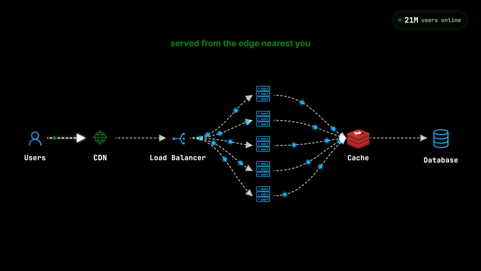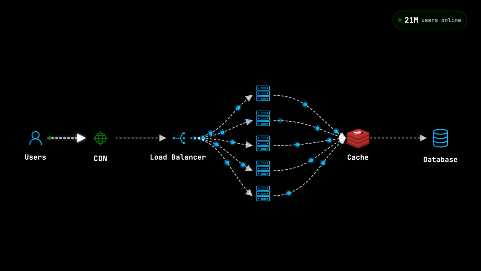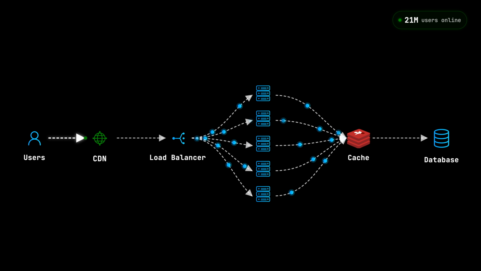Now a user in Tokyo loads from a server in Tokyo. It takes milliseconds, not seconds. Now it is fast everywhere, even Tokyo. And Maya's servers do less work.